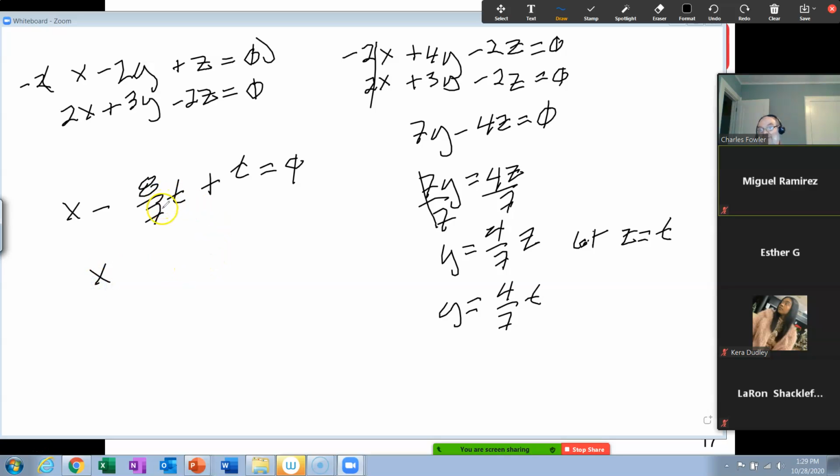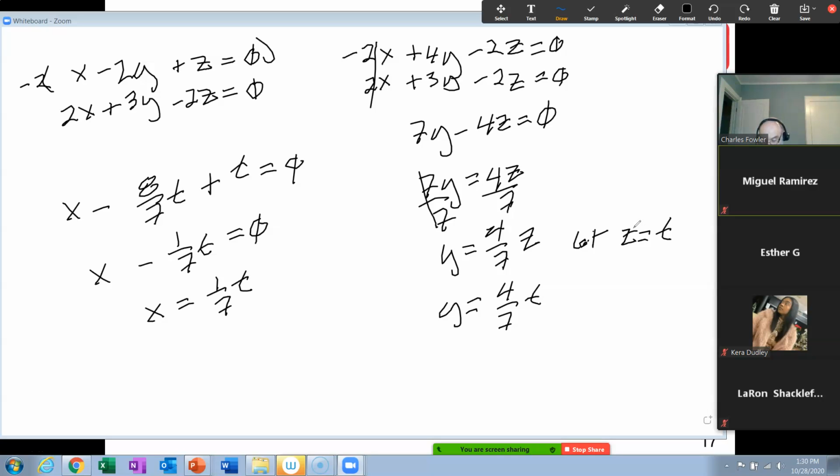This is minus 8/7 t. This is plus 7/7 t. That would be minus 1/7 t is equal to 0, and that gives you x is equal to 1/7 t. Okay. Now, let's just look at a moment. When t is equal to 0, x equals 0, y is equal to 0, z is equal to 0. We know the origin had to be on that line. So sure enough, we've got that right, and those are your parametric equations.